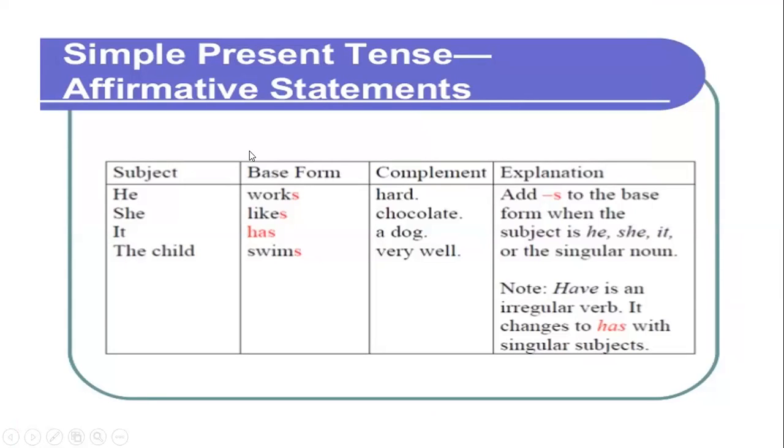What we have is the subject, he, she, it, or the child for the third person, and we add a letter S to the base form of the verb, and we say, he works, she likes, it has, the child swims, okay? And the complement, he works hard, she likes chocolate, it has a dog, the child swims very well. And then we add a letter S to the base form when the subject is he, she, it, or other singular noun. In this case, remember that have is a special verb similar to the verb be, and they have a special form, has, with he, she, or it.